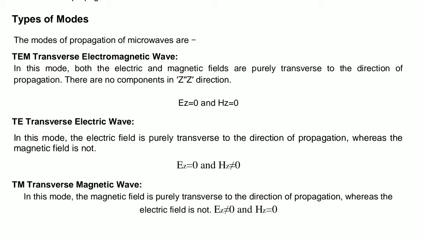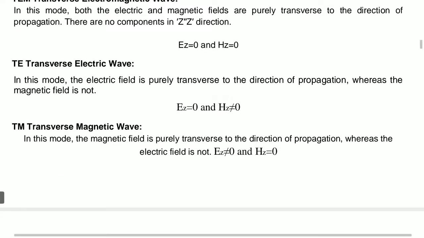So I think you got these three simple definitions, or we can say simple modes of transmission through the waveguide. Please remember these three simple conditions for the transmission of this wave and the important formulas: Ez is equal to 0 and Hz is equal to 0 for TEM. For TE, Ez is equal to 0 but Hz is not equal to 0, and for TM mode, Ez is not equal to 0 but Hz is equal to 0. So we will move forward.